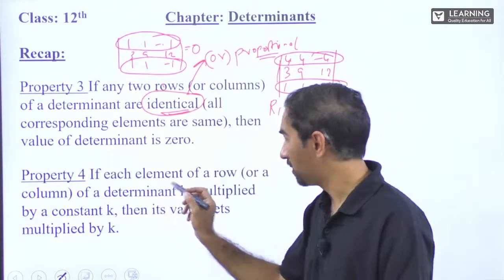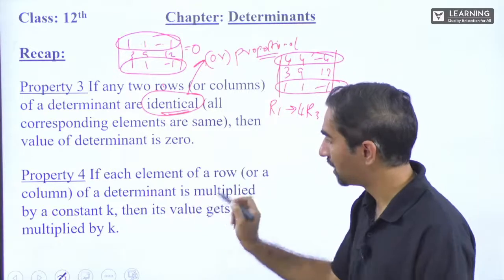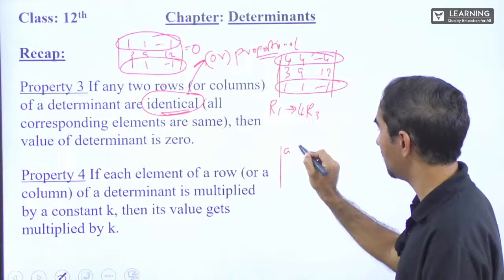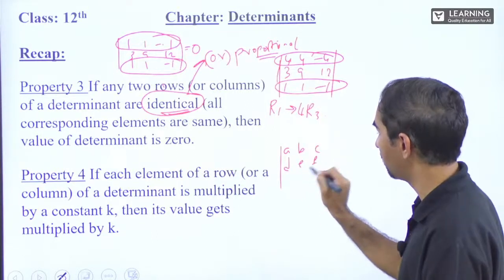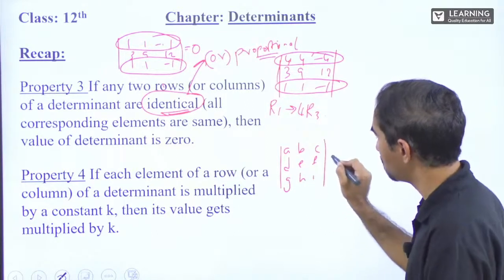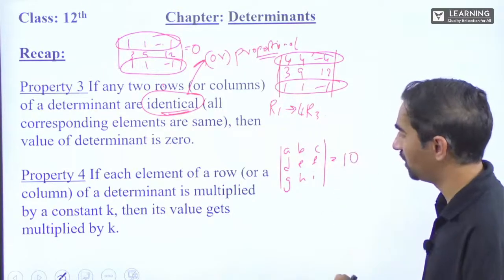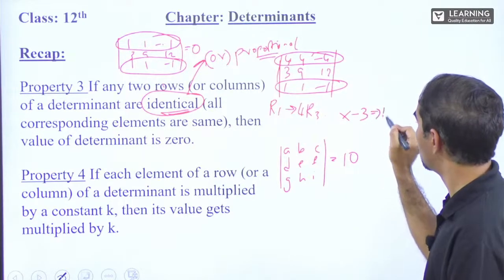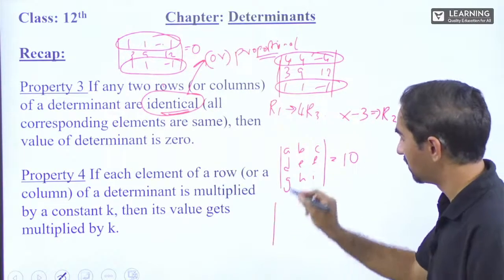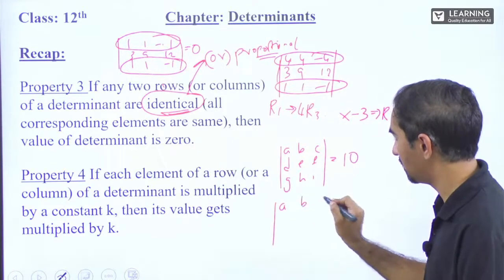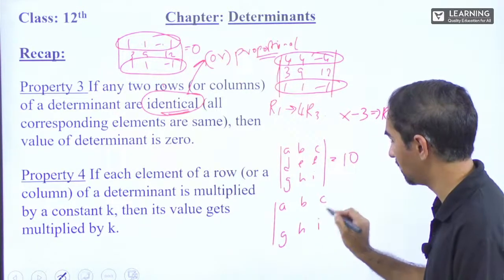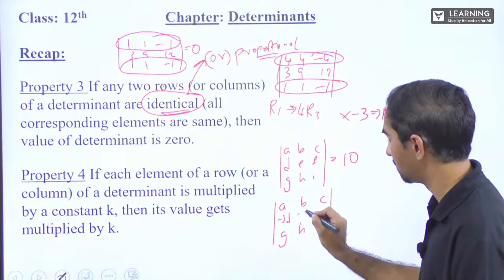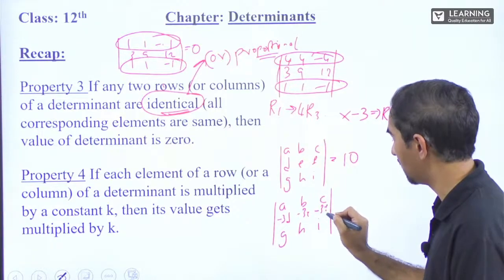If each element of a row of a determinant is multiplied by a constant k. So we'll take the previous example only. We have taken A, B, C, D, E, F, G, H, I, and we assume the value of this determinant is 10. Now what we'll do, we will multiply by minus 3 to the second row. So what will happen? First and third will be as they are, A, B, C and G, H, I. So minus 3 into R2 will become minus 3D, minus 3E, minus 3F.